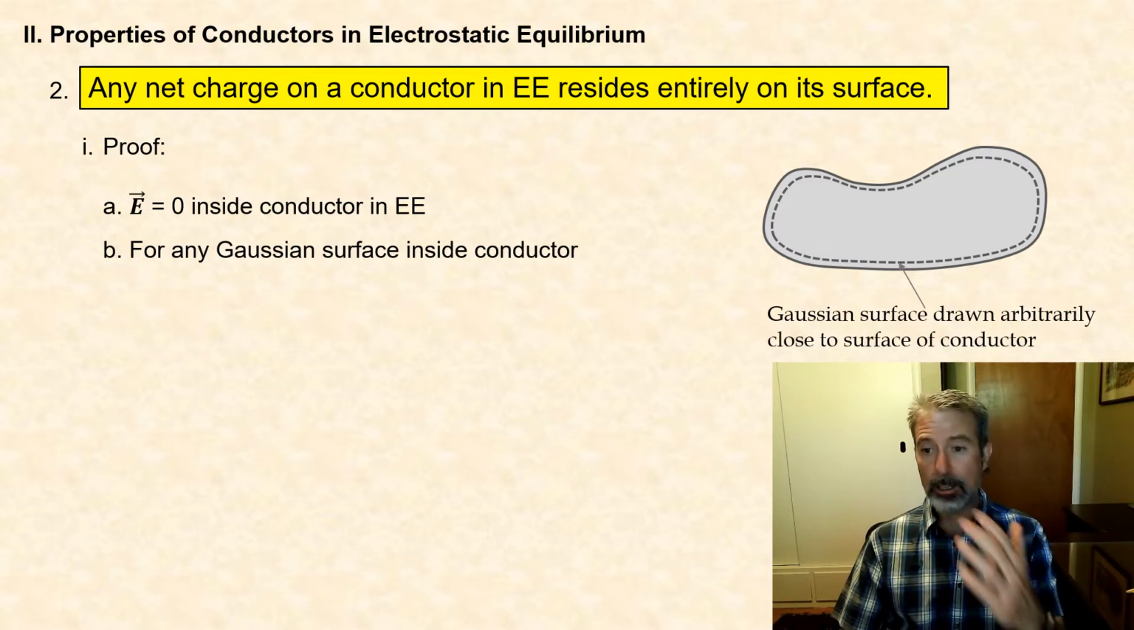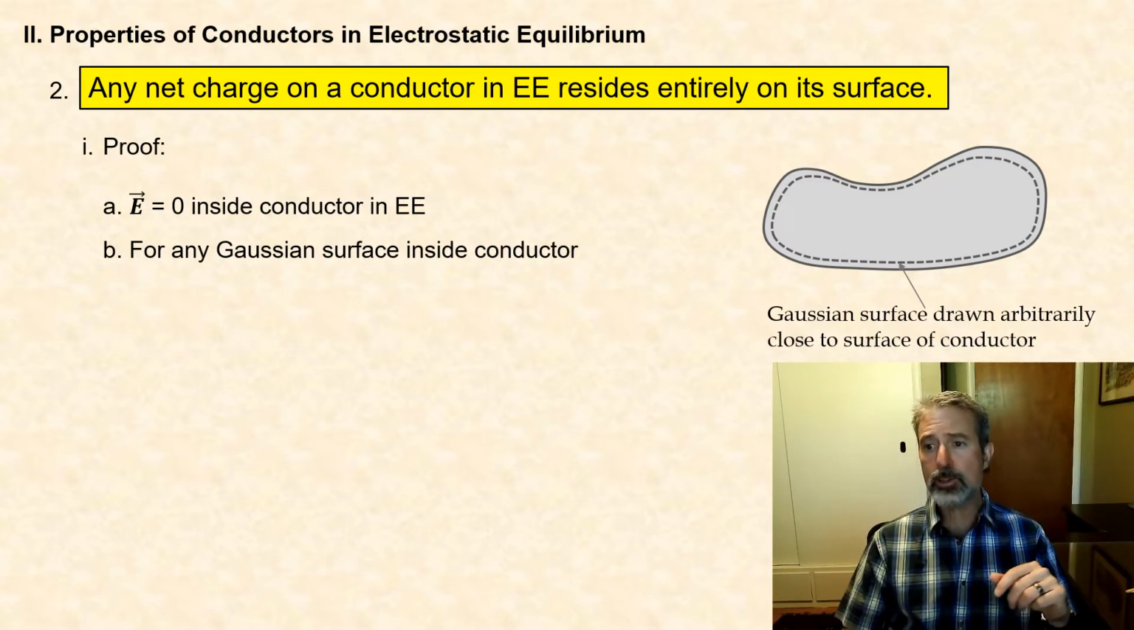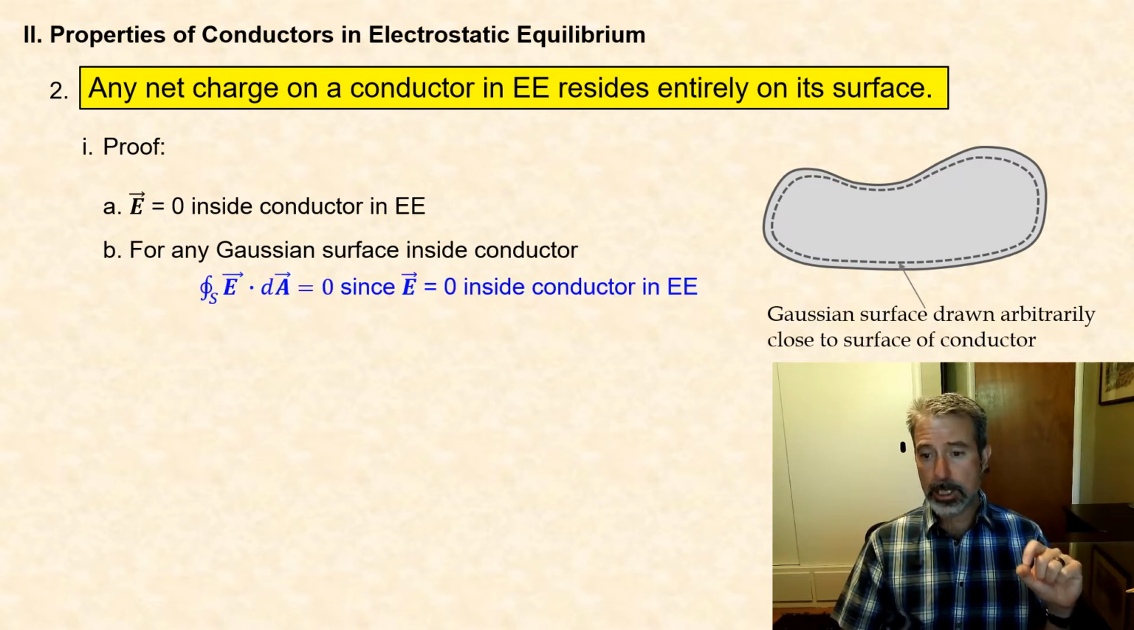So we can take the limit, as long as that Gaussian surface is inside of the conductor, we can draw it as close to the surface of that conductor as we like. Now, for any Gaussian surface inside that conductor, the flux through that surface has to be zero. Why? Because the electric field is zero, and if the electric field is zero, then that flux integral is zero.